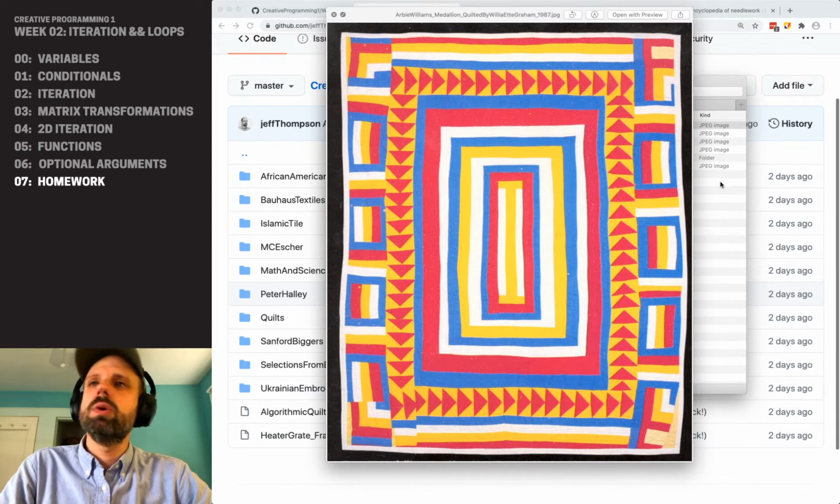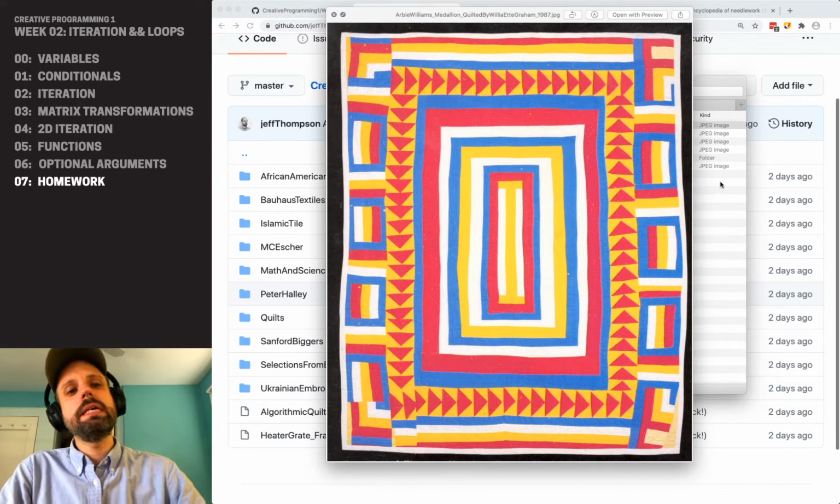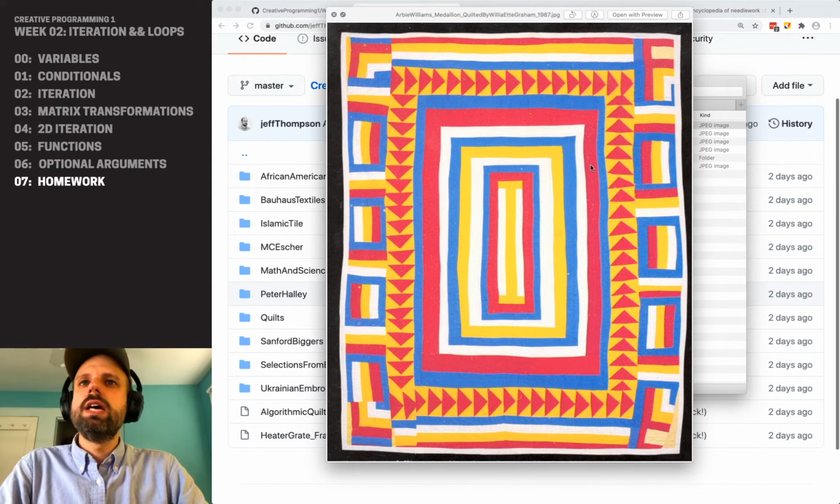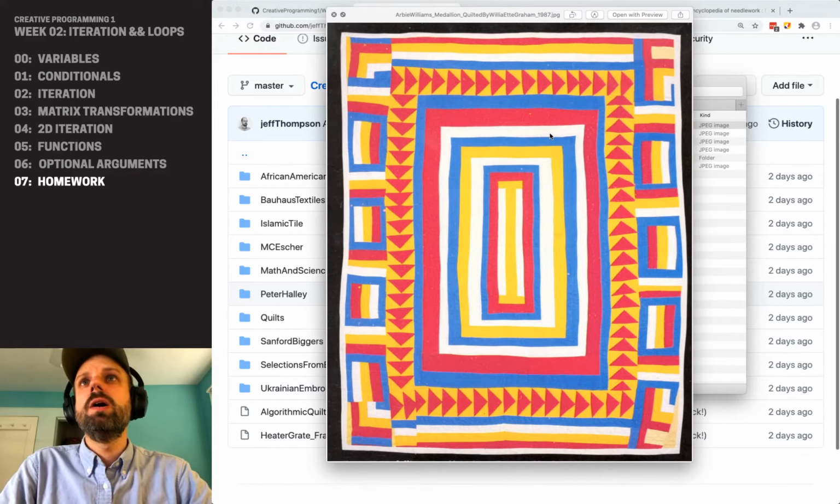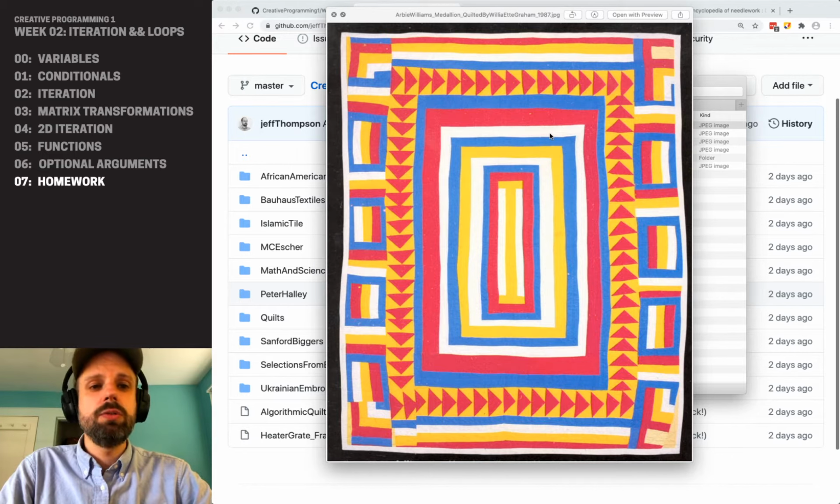This is a much more recent one. But we also know that it was quilted, and quilting is the stitching that goes in between or along the seams of these sections. It was quilted by another person, Willia Etta Graham, and it's a very time-consuming and skilled process. So you may see some examples like that.